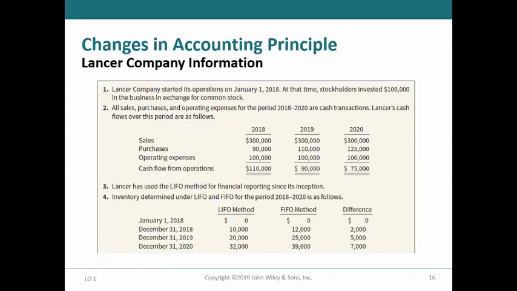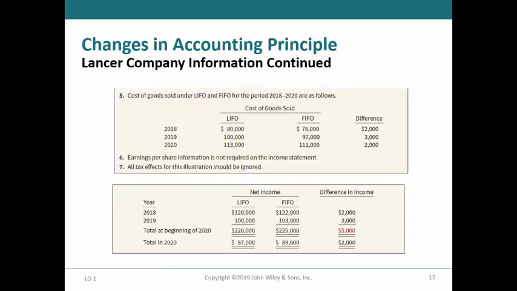This will be part of the entry to record the change in a future slide. So remember this amount because it will be debited to inventory to change to the FIFO method. The cost of goods sold and net incomes under both LIFO and FIFO, as well as the differences, are shown for 2018 through 2020. The net incomes for 2018 and 2019 under LIFO and FIFO, and differences are added to calculate the cumulative effect prior to 2020 of $5,000.